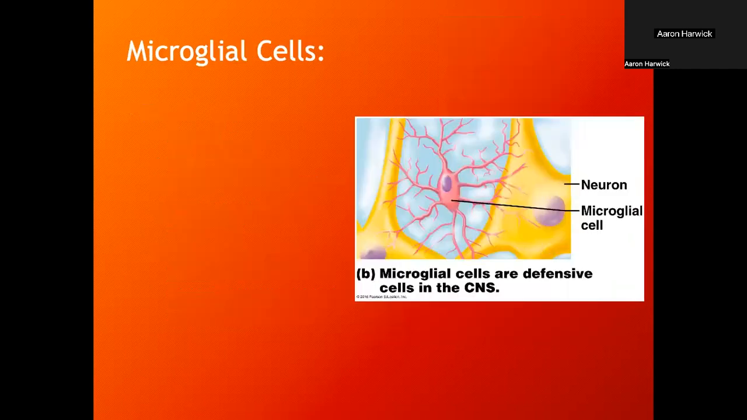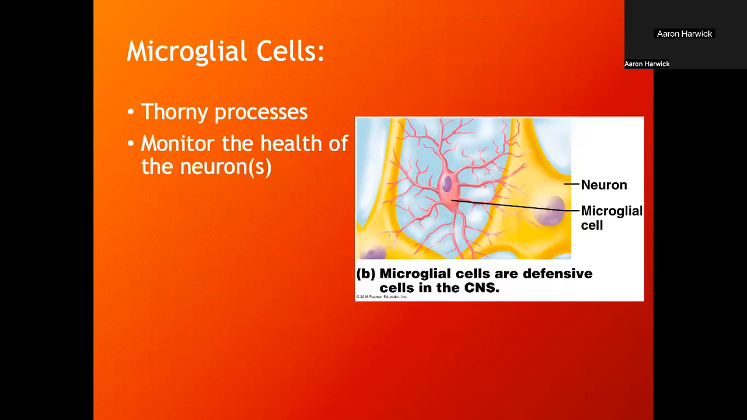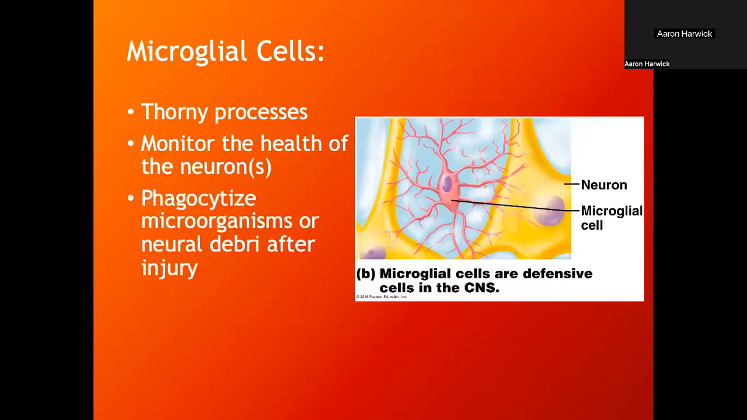The microglial cells have these thorny processes that monitor the health of different neurons. And if they find something that shouldn't be in the area due to injury or different debris, they'll basically get rid of it through phagocytosis. This is a very important role because there's not a lot of immune system stimulation within the central nervous system. So these microglial cells help clean up things that should not be there.